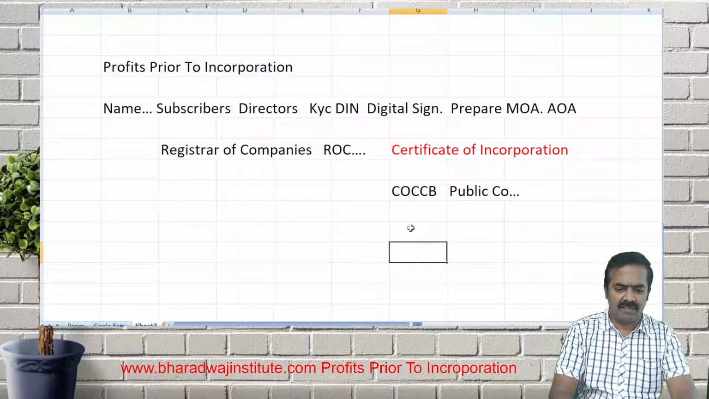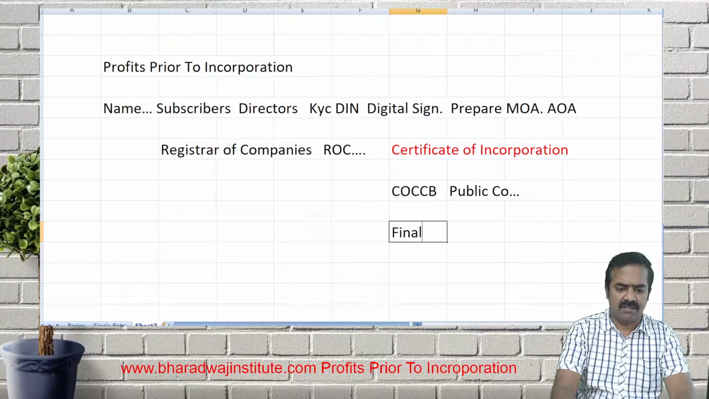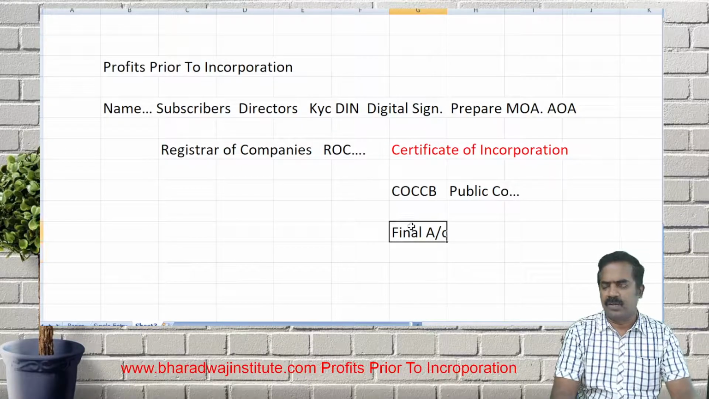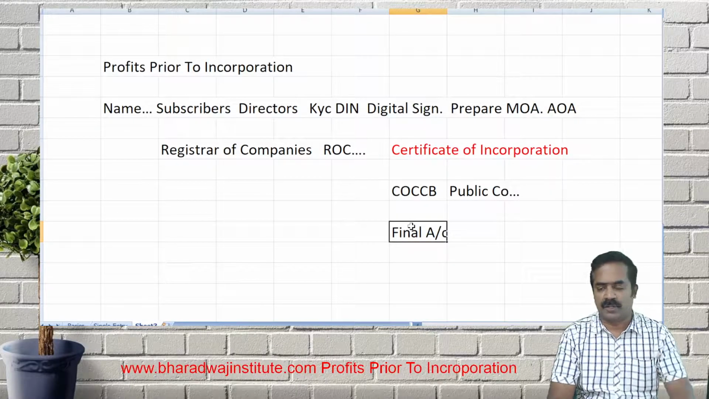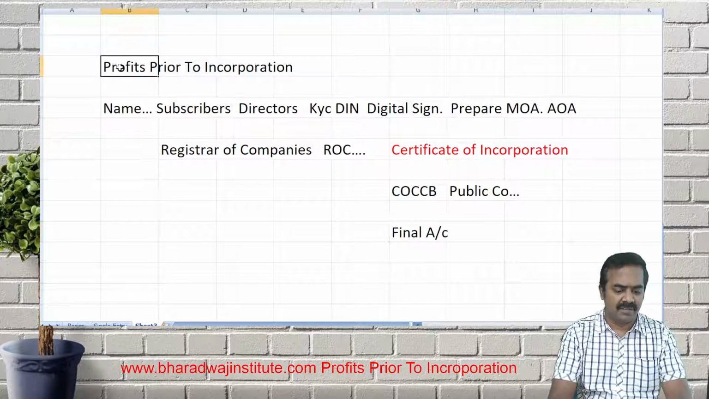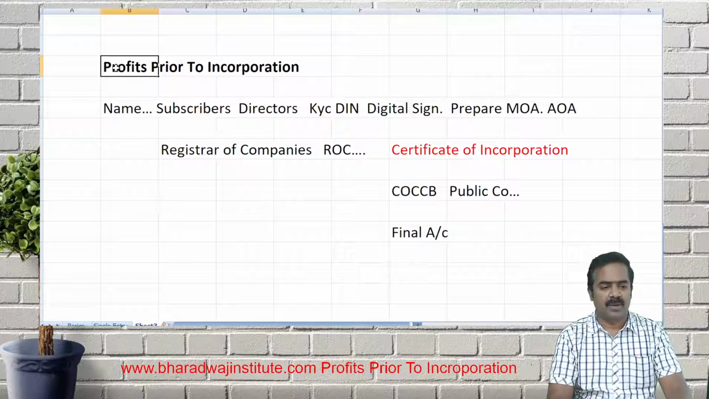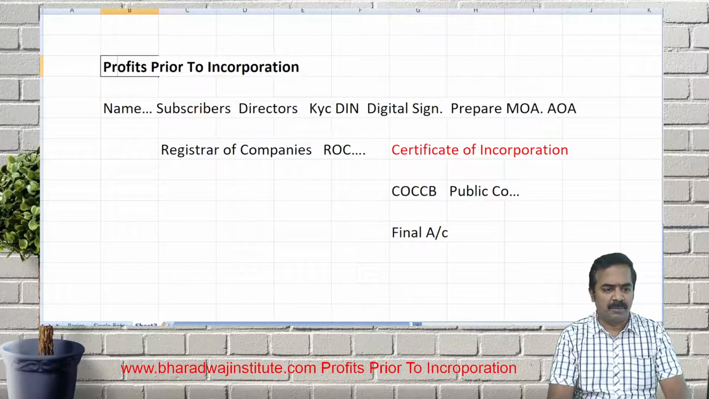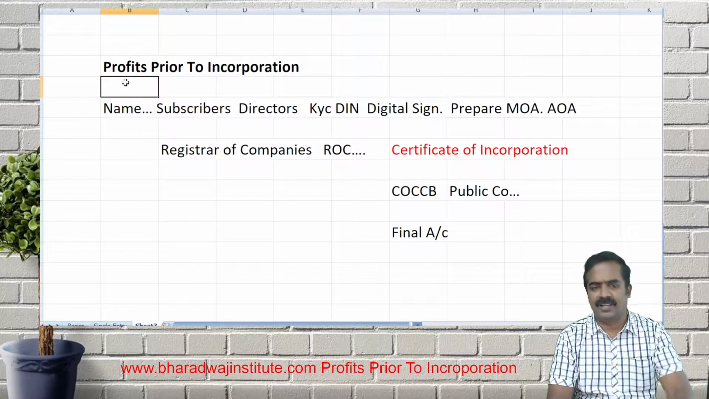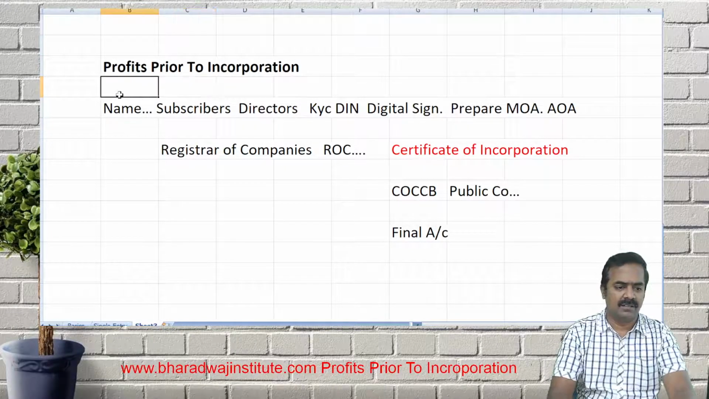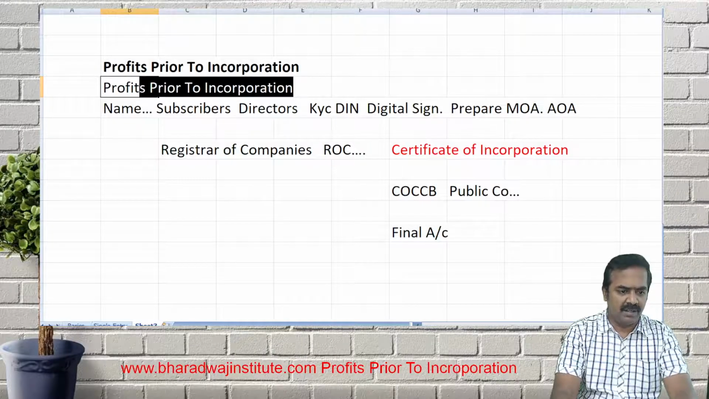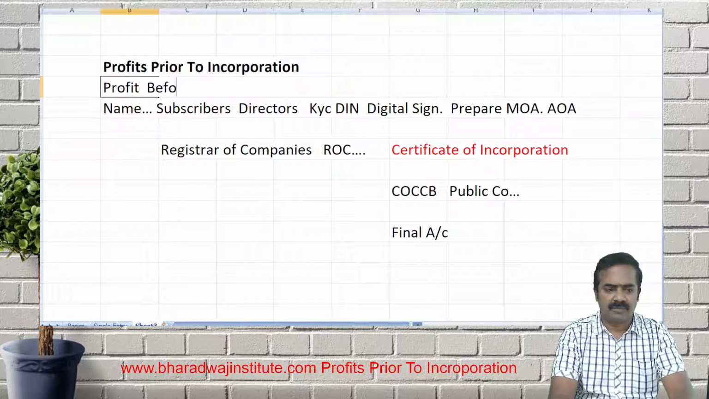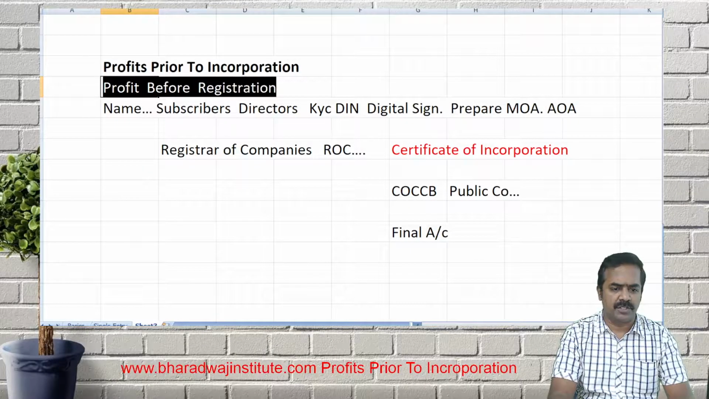Then at the end of the year they prepare final accounts, as per the company's format or schedule format. Now what are we learning? Profits prior to incorporation. What do you mean by profits? Income minus expenses. What do you mean by prior? Before. Incorporation means registration. How is a profit before registration possible?